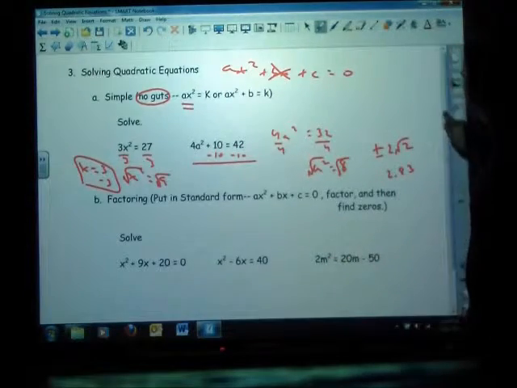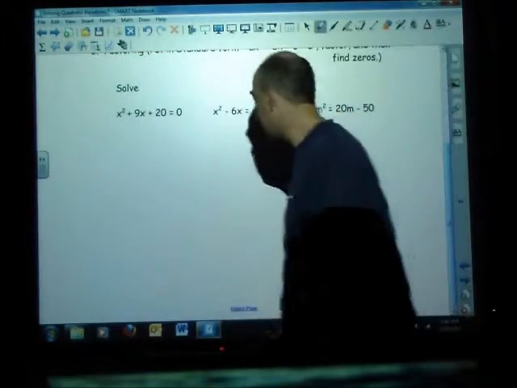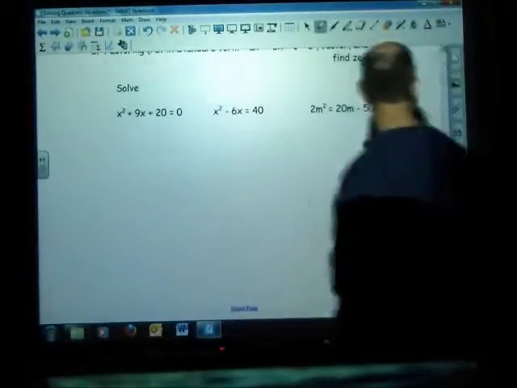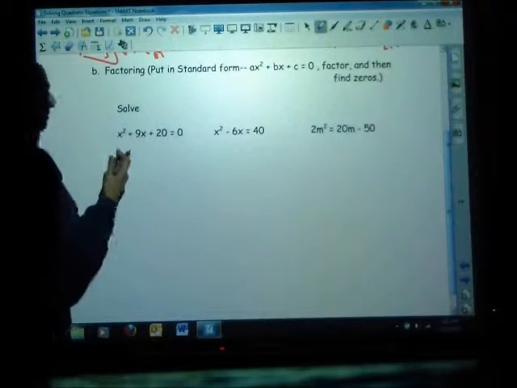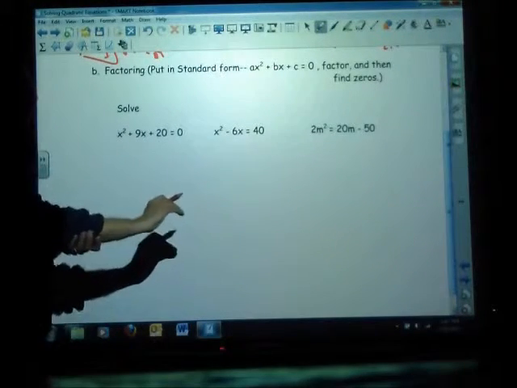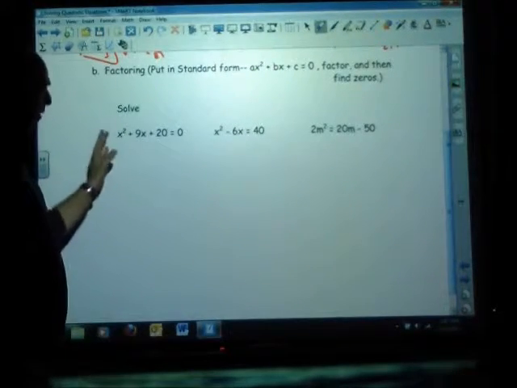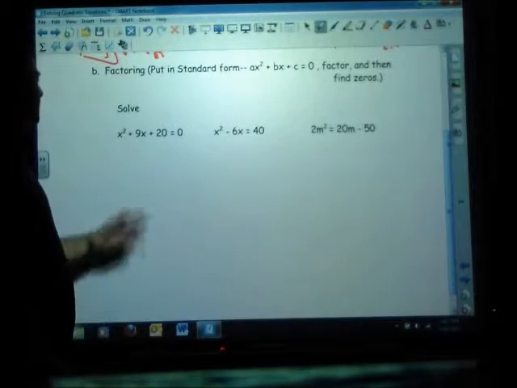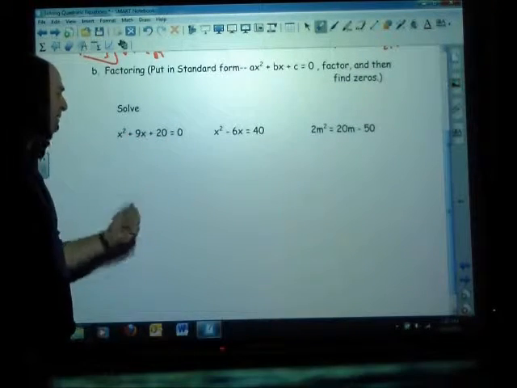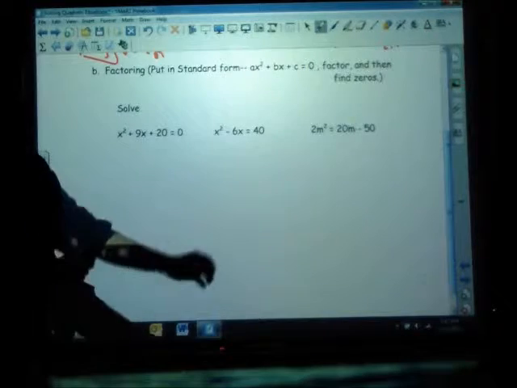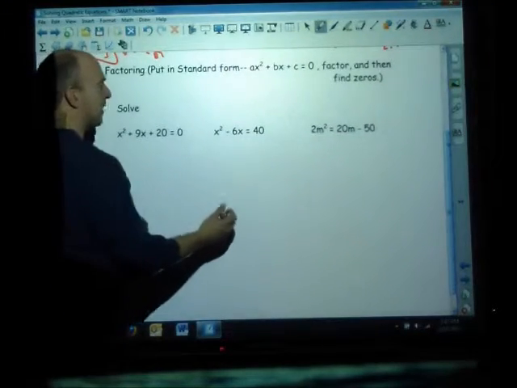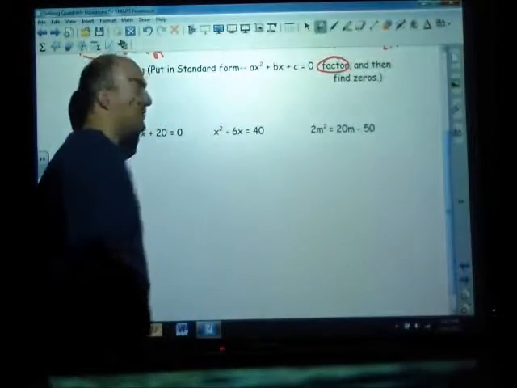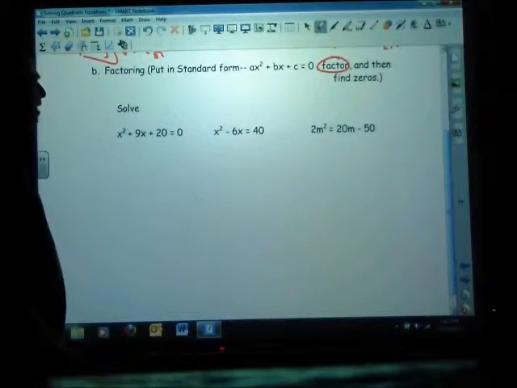Okay? Now, here are some other quadratics. Every one of these quadratics has a middle term. And when a quadratic is in standard form like this, you can't just use square roots because it's not just a square that you're undoing. You also have a middle value you have to deal with. So when you have one of these, if you can factor it, you should factor it. Break it down by factoring.